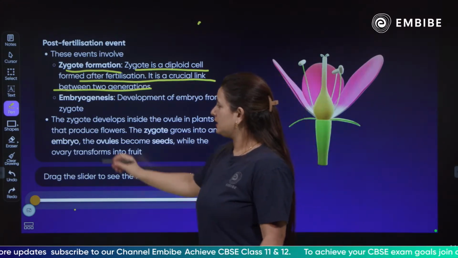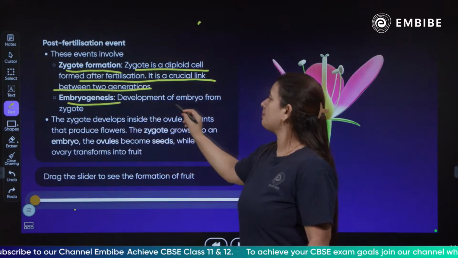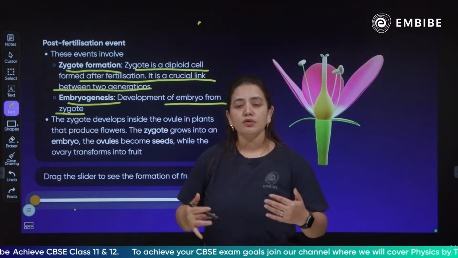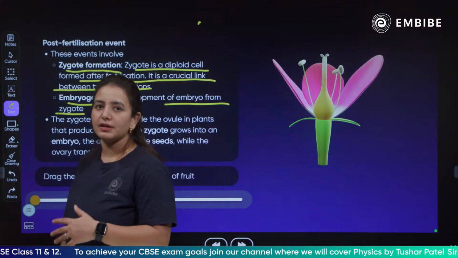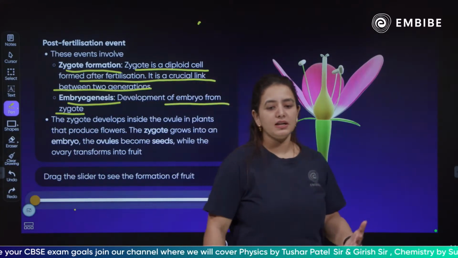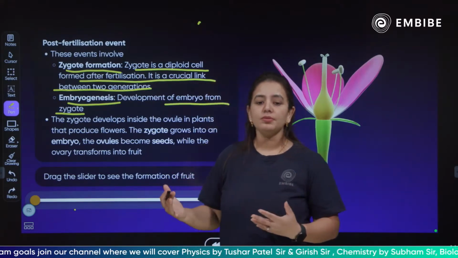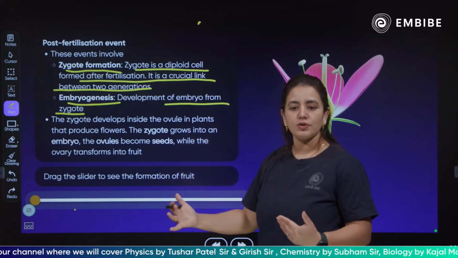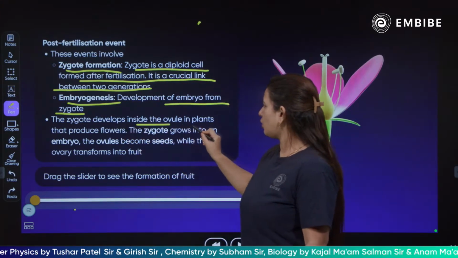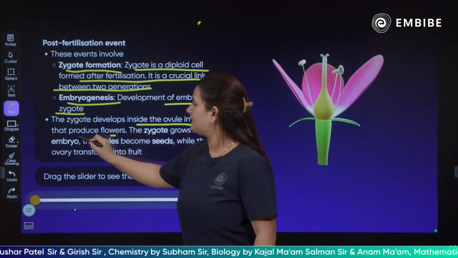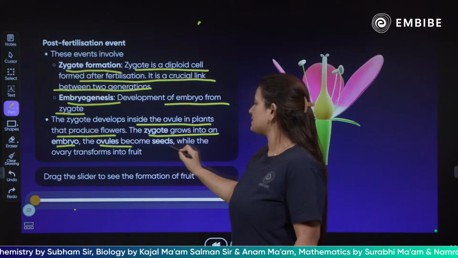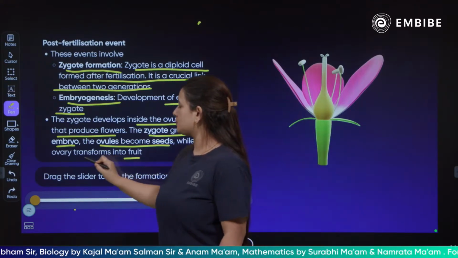Okay, next is embryogenesis, children, the development of an embryo from the zygote. This is what I said, the zygote will undergo further division and will give rise to an embryo. The embryo will further develop and will form respective structures. Of course, we are going to discuss this in embryogenesis. The zygote develops inside the ovule in flowering plants. The zygote grows into an embryo. The ovules become seeds while the ovary becomes fruit.